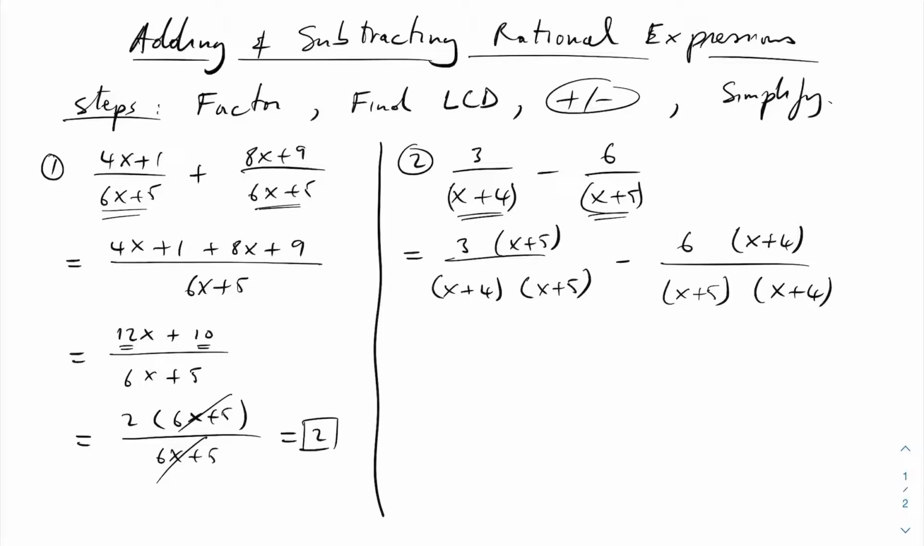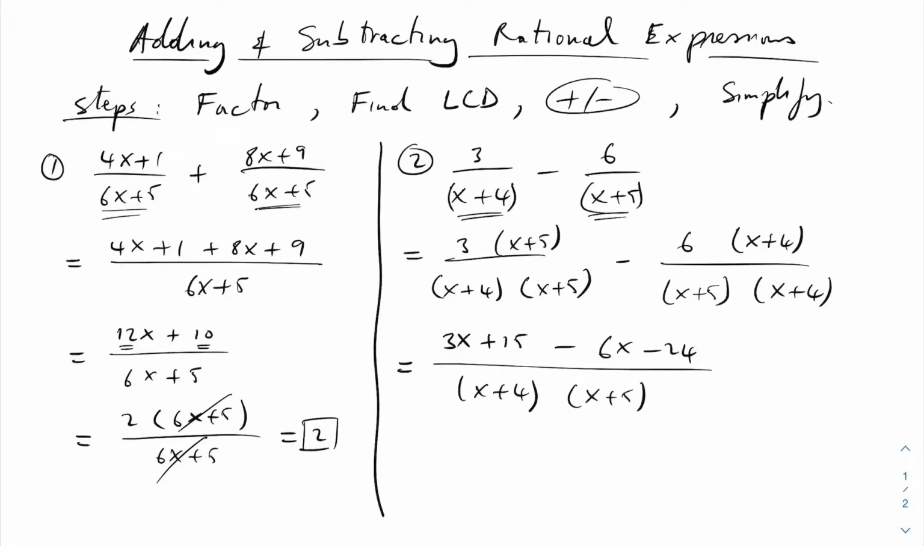Since that's done, you can go to step 3, which is to subtract the numerators while keeping the denominator the same. And so you're going to have 3x + 15 - 6x - 24 divided by (x + 4)(x + 5). So now you simplify it through. You're going to give yourself -3x - 9 divided by (x + 4)(x + 5).